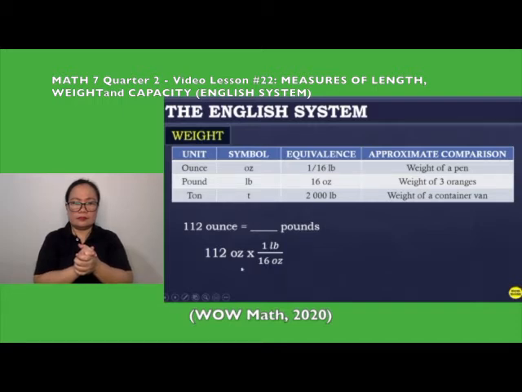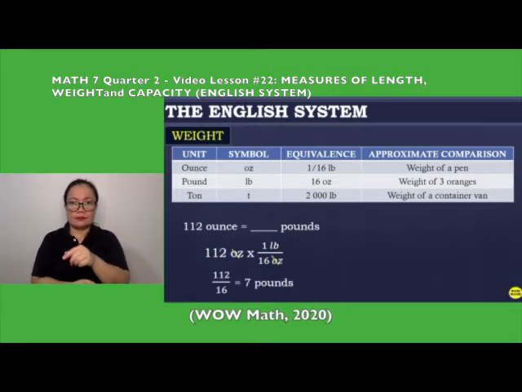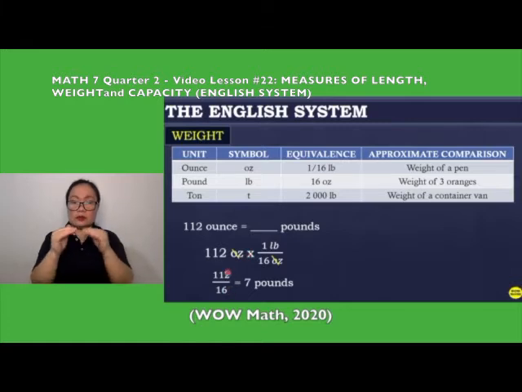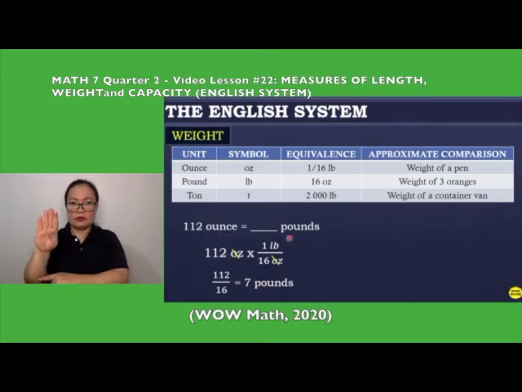Okay. So, we now have, makakancel natin yung ounce, and then we will have 112 because 112 times 1, that is 112, and then over 16. So, 112 divided by 16, that is equivalent to 7 pounds. So, therefore, 112 ounces is equivalent to 7 pounds.